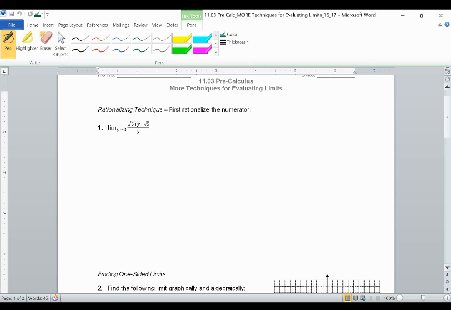So rationalizing technique. First, of course, we always try to do direct substitution here. So I'm just going to show you real quick off to the side using direct substitution and see what happens. I'm going to take whatever my limit is approaching, which is a 0, and sub that in everywhere I see a y. So that's rad 5 minus rad 5, which is 0 over 0. So I get my indeterminate form. Whenever I get the indeterminate form, I need to try something else before I can do direct substitution.